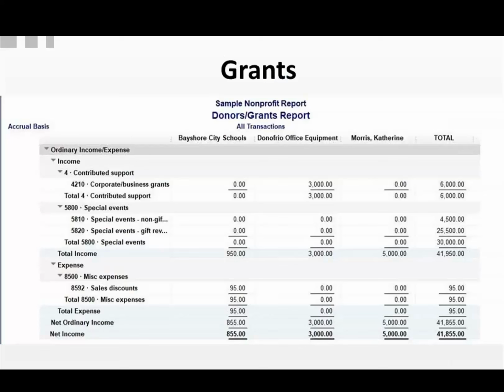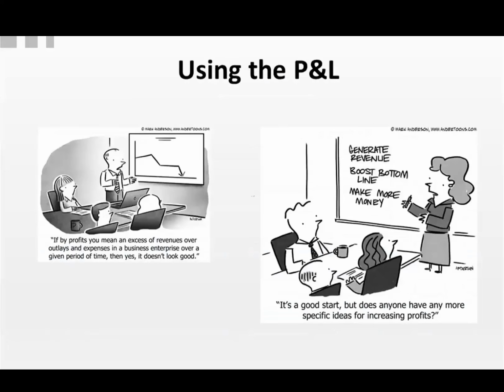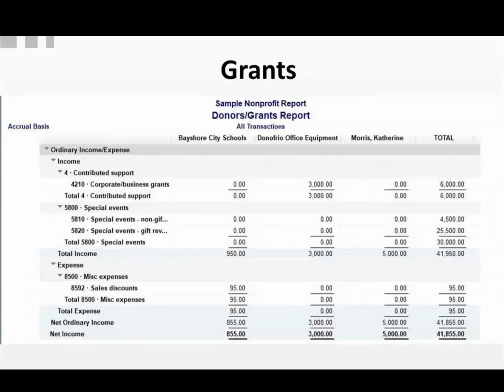This is an example of a report that allows us to see our sources of funds from different grants, for example. But you also will have a very similar income statement. Apologize, I don't have an example that shows our net income with all the expenses for a not-for-profit. Again, the concepts are very similar and work the same.